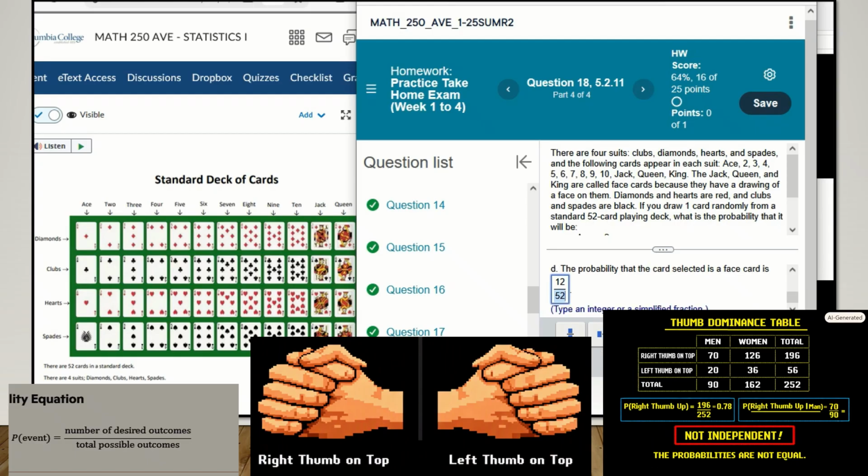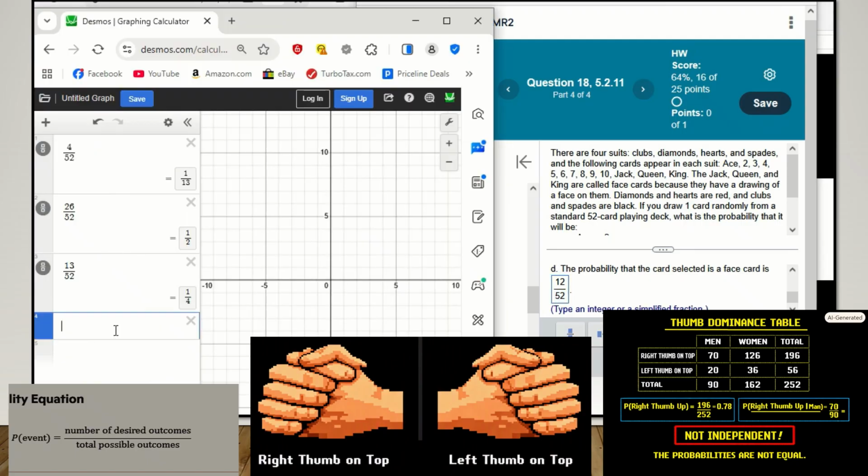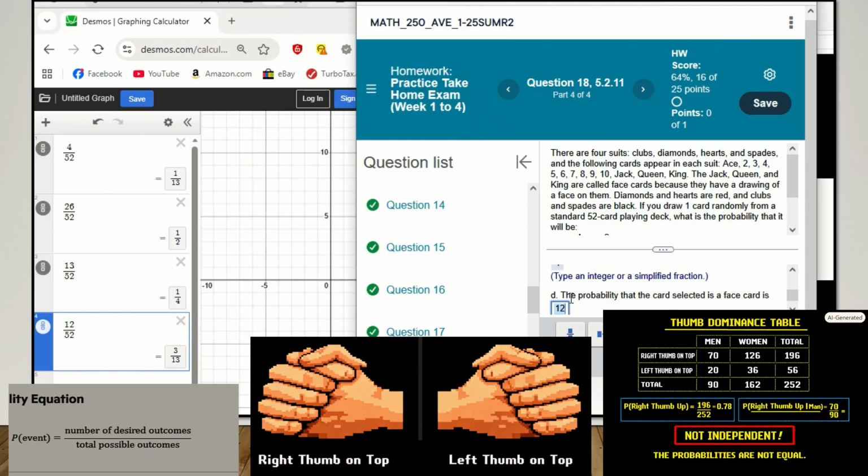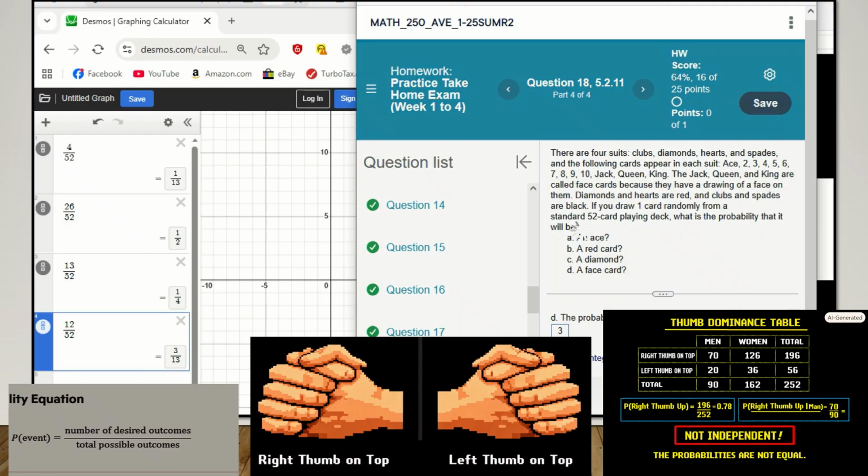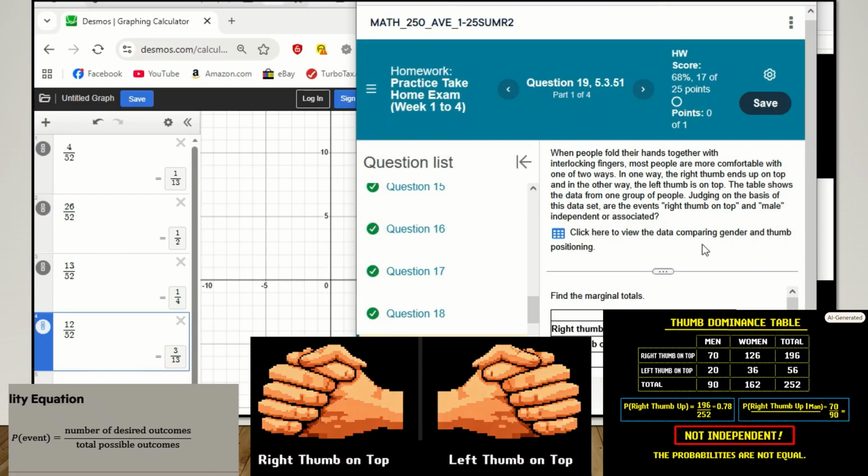Both of those are even numbers, so we know that would also reduce. We don't want to bog our brain down by trying to reduce a fraction, because we're being judged on time. So let's reduce it this way. It should be 3 out of 13. There we go. Is that the problem?